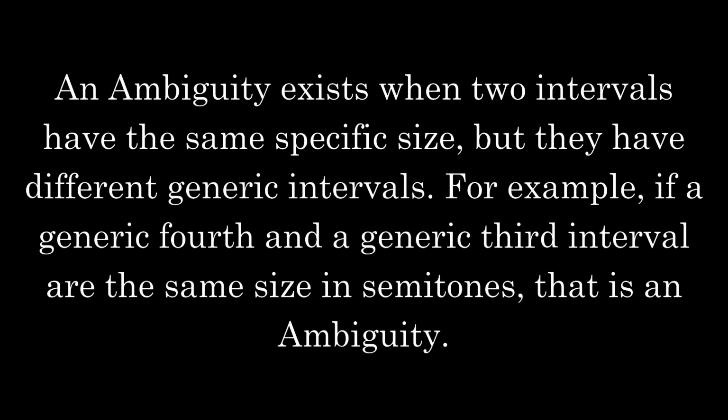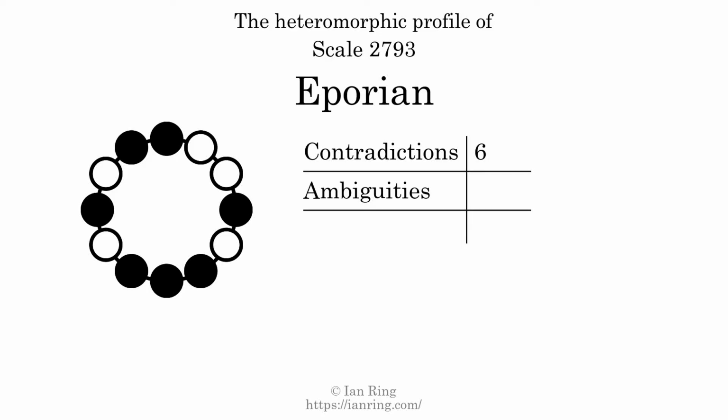An ambiguity exists when two intervals have the same specific size, but they have different generic intervals. For example, if a generic fourth and a generic third interval are the same size in semitones, that is an ambiguity. The number of ambiguities in this scale is 33.